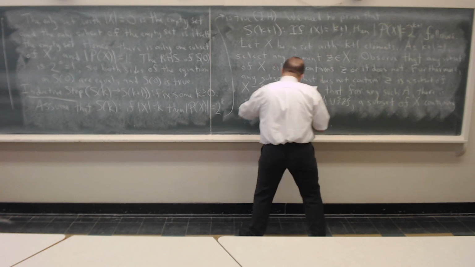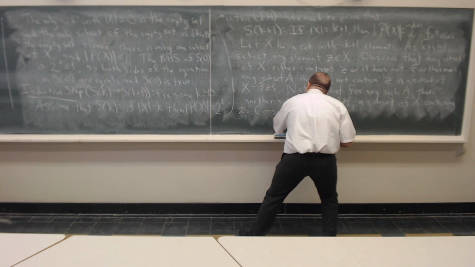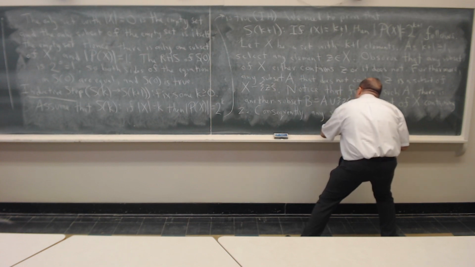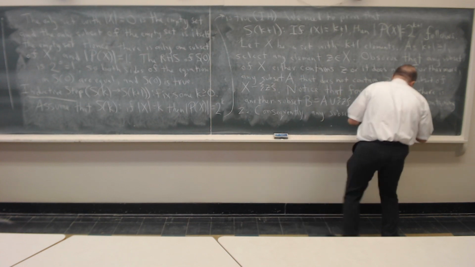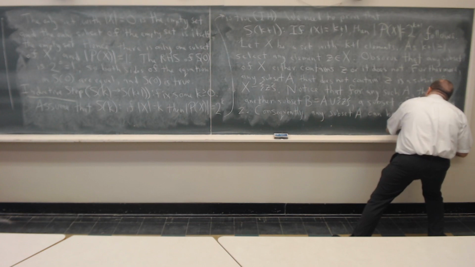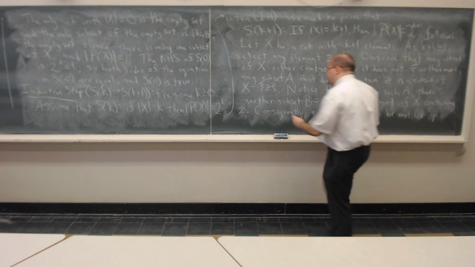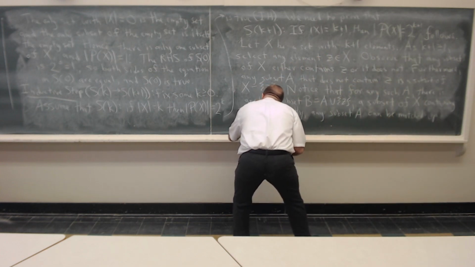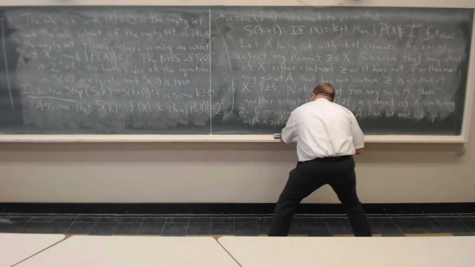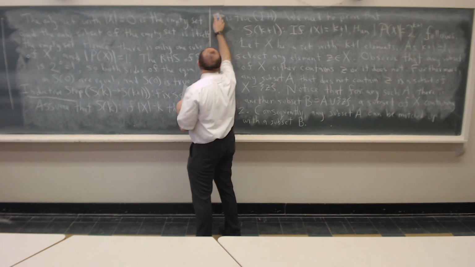Consequently, any subset A can be matched up with a subset B. So I've shown you that for each A I could get a B.